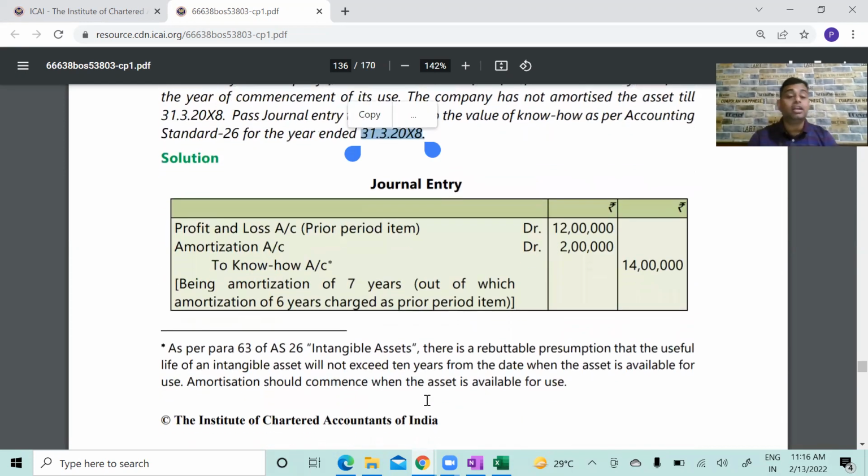So look at the journal entry. P&L account as prior period item 12 lakhs. Amortization current year 2 lakhs to know-how account, or you can write it to intangible asset. Being amortization of 7 years, out of which 6 years is charged to prior period item.